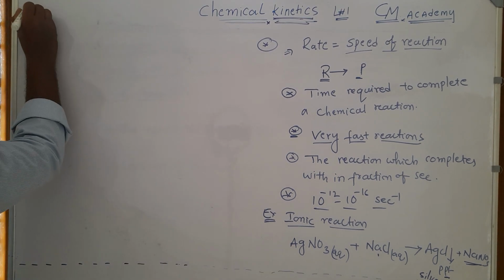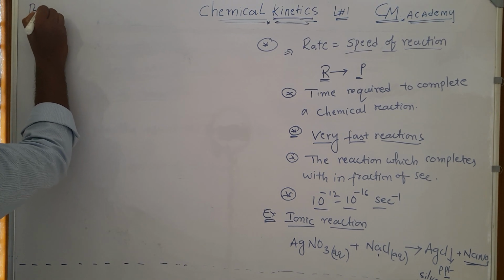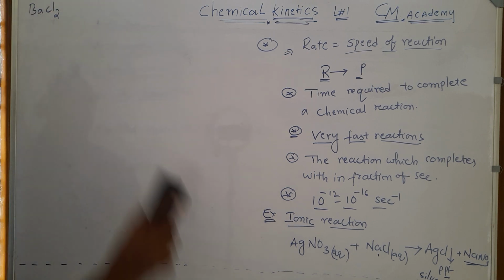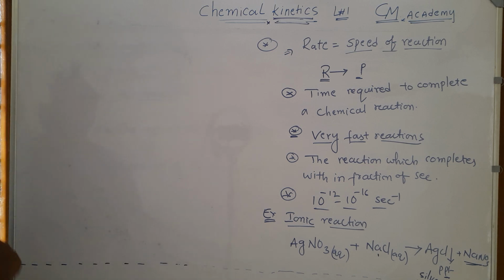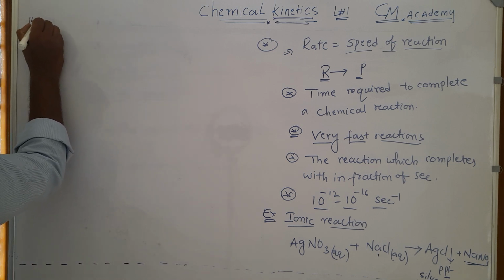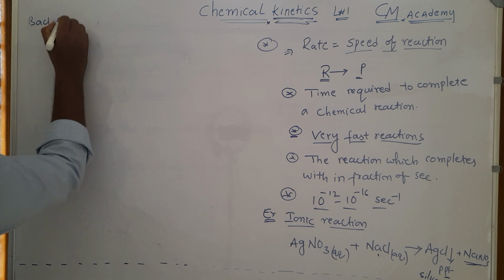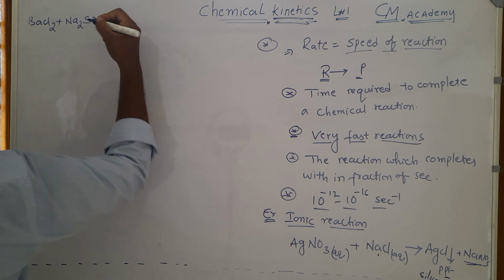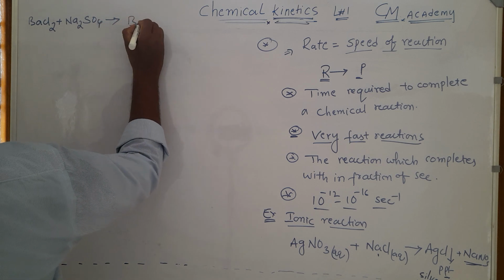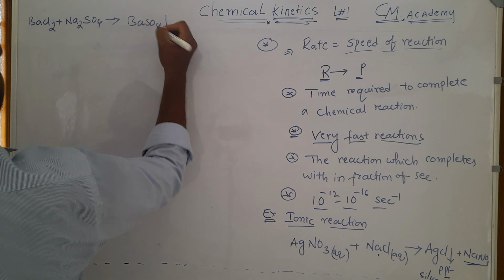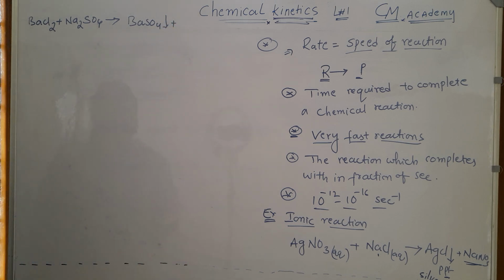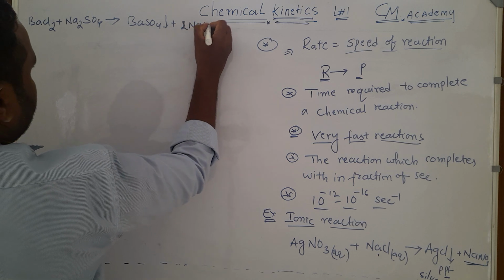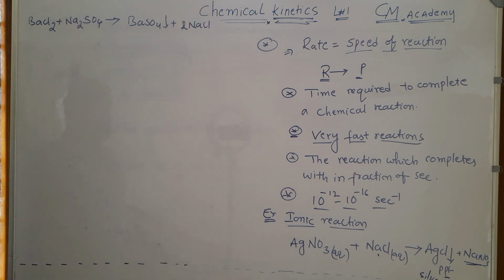Now I am writing the same reaction here. BaCl2 plus Na2SO4 gives rise to BaSO4, a white precipitate. We observe formation of a white precipitate and 2NaCl. So this is a very fast reaction.